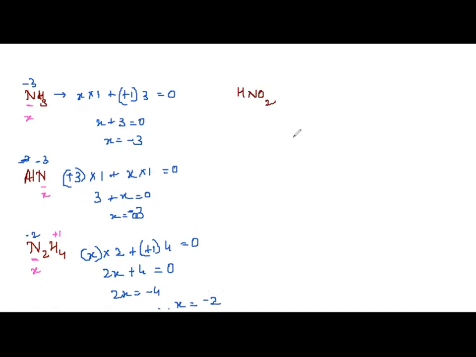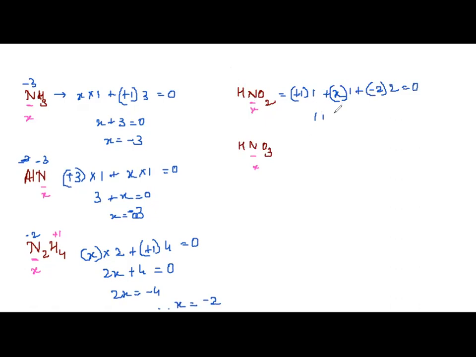HNO2. You take one more molecule, say HNO3. Okay, fine. So I want to find for nitrogen, so I will keep it as X. Solve it out. Hydrogen +1 into how many atoms? 1. Nitrogen X into how many atoms? 1. Plus oxygen -2 into how many atoms? 2. The whole equals 0 because it is a neutral molecule.